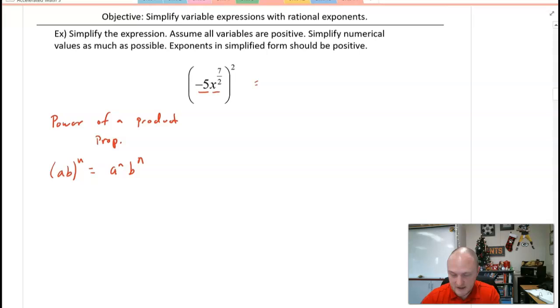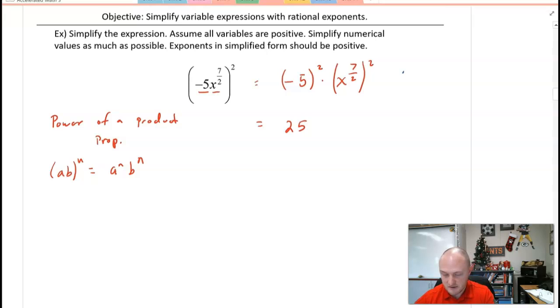So I'm going to go ahead and rewrite this. So this is negative 5 squared times x to the power of 7 over 2, squared. Okay, and we know that negative 5 squared is 25, no biggie. And then this time here, now I have, again, the power of a power property.